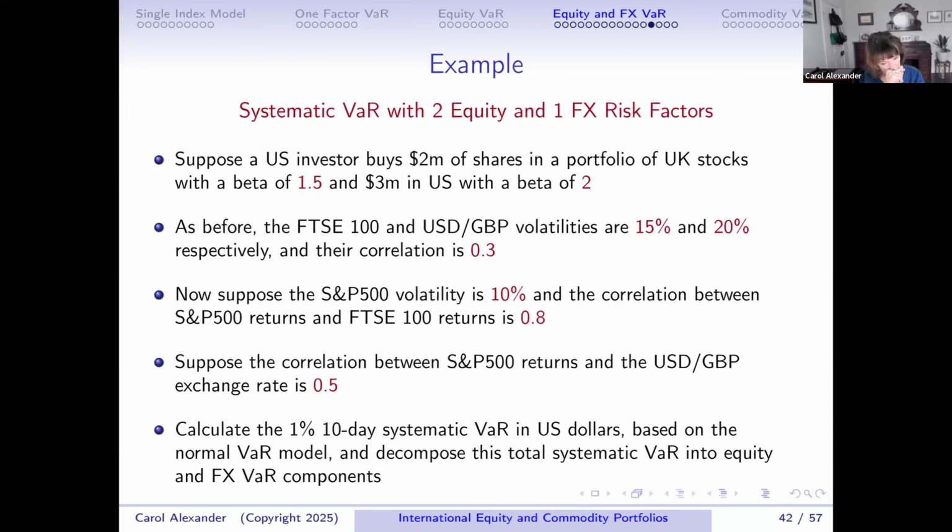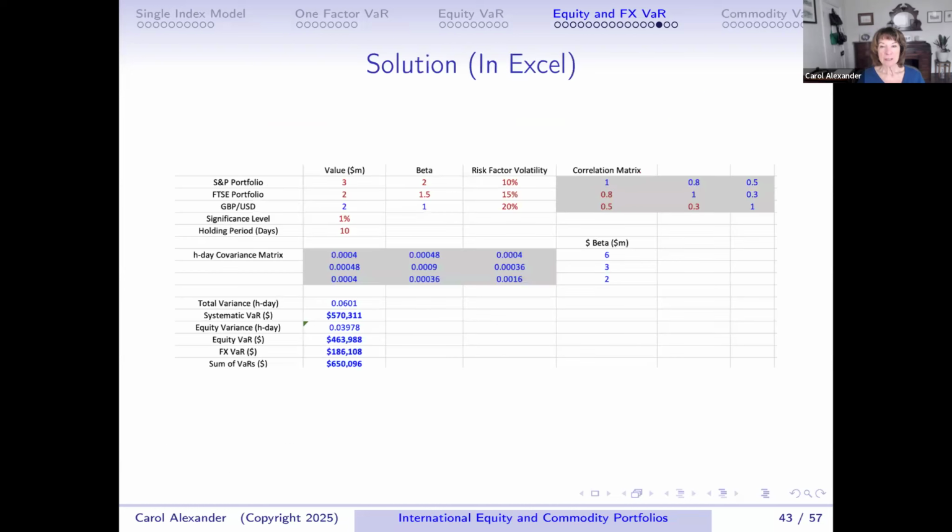And then we want to find a 1% 10-day systematic VaR in US dollars based on the normal VaR model, and then decompose it into the total systematic VaR for equity and the total FX VaR, those two components. So as I said, I will go through this Excel file in the next video, because otherwise this one's going to be too long.